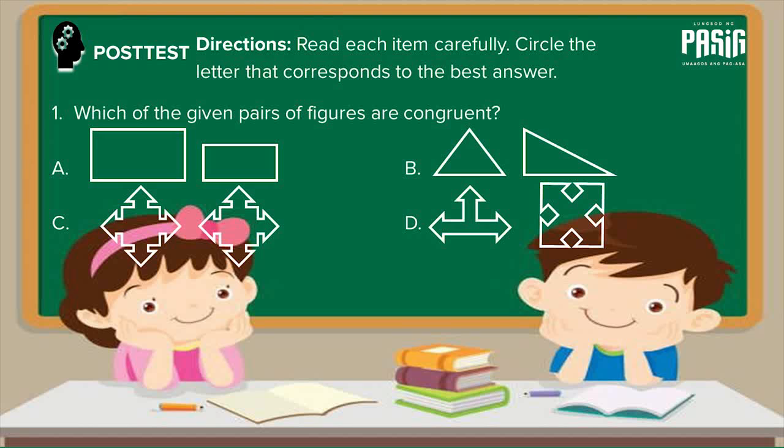Post-test directions. Read each item carefully. Circle the letter that corresponds to the best answer. Number 1. Which of the given pairs of figures are congruent? Look at the figures for A, B, C, and D. And the correct answer is C.